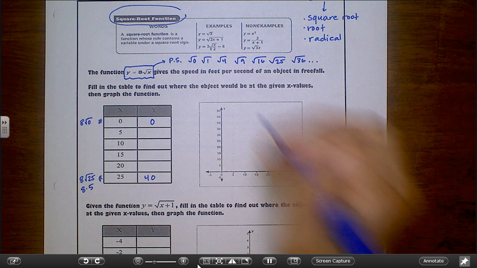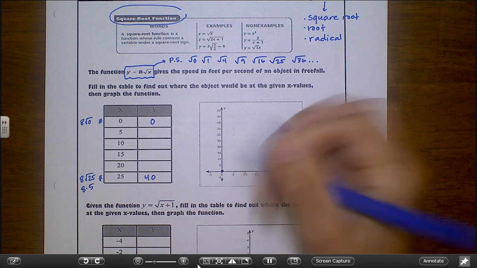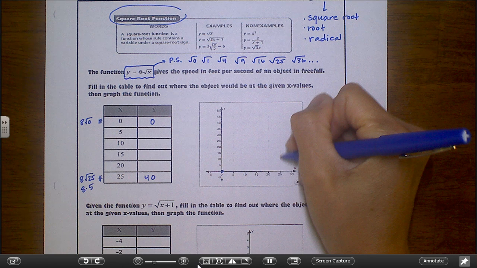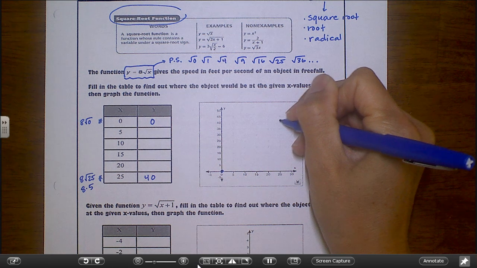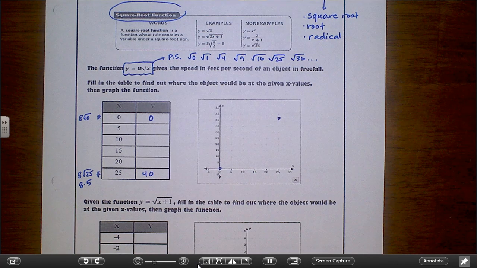Now, the problem here is if you just graph (0, 0) and (25, 40), it could make you think it's just a straight line between these, and that's not the case at all. So that's why you might need your calculator for this.